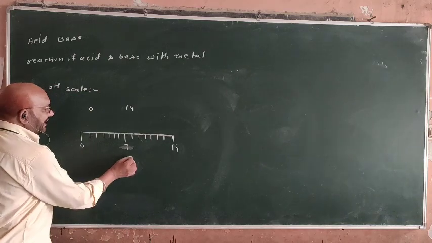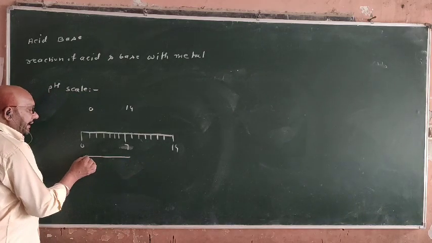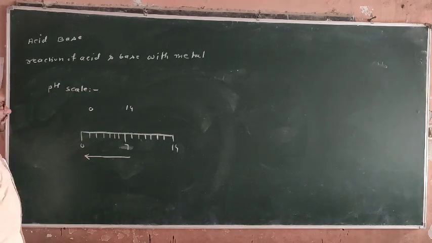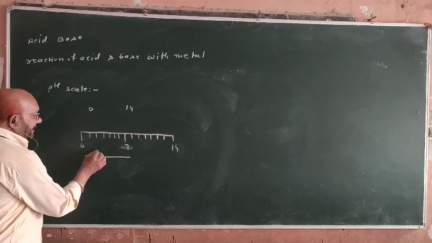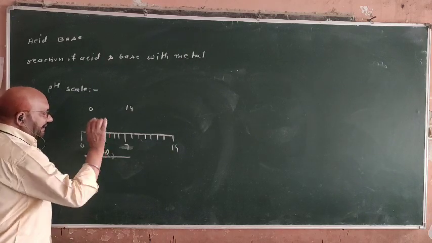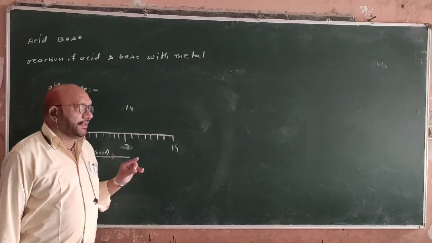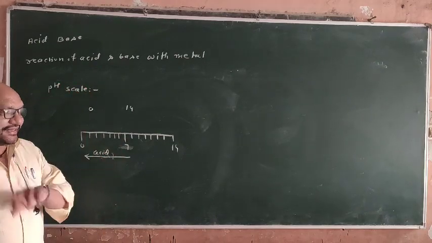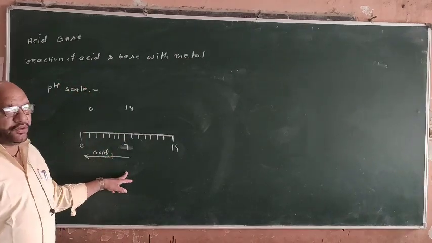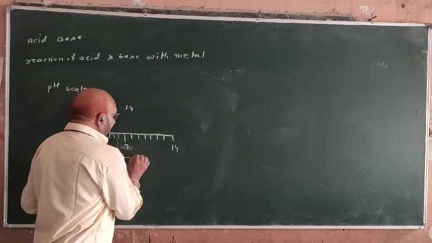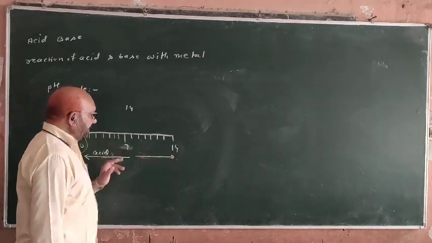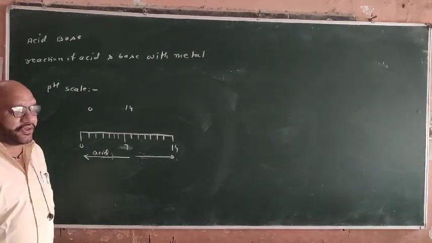When the pH value of any solution is less than 7, then that type of solution is called acid. When the value of pH is 7, then that type of solution is called neutral. When the pH value is more than 7, then that type of solution is called base.